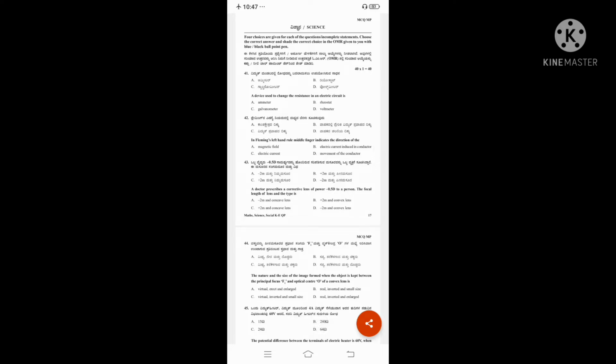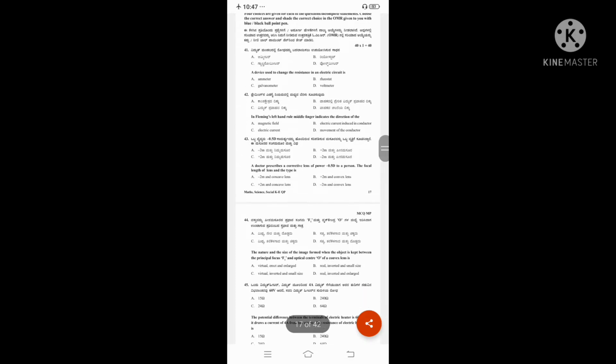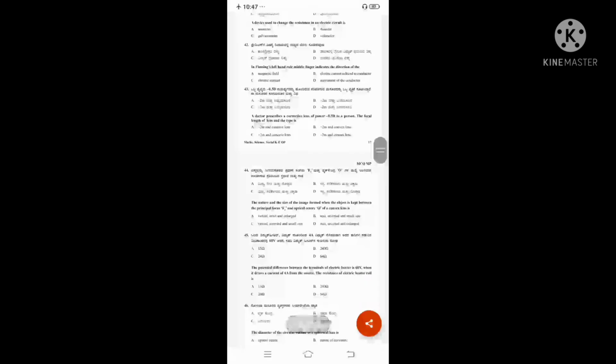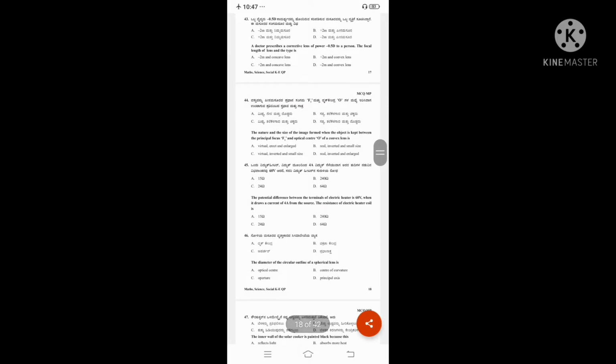Okay, the first question. A device used to change the resistance of the electric circuit is rheostat. In Fleming's left hand rule, the middle finger indicates electric current. A doctor prescribes a corrective lens of power minus 0.5 D to a person. The focal length of the lens and its type is.